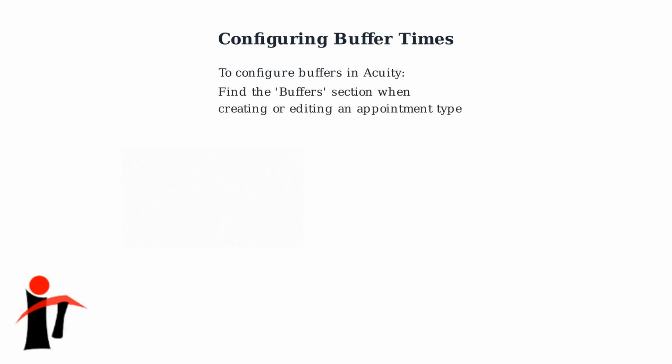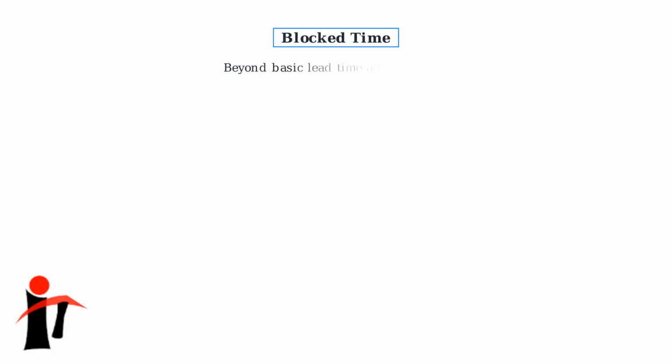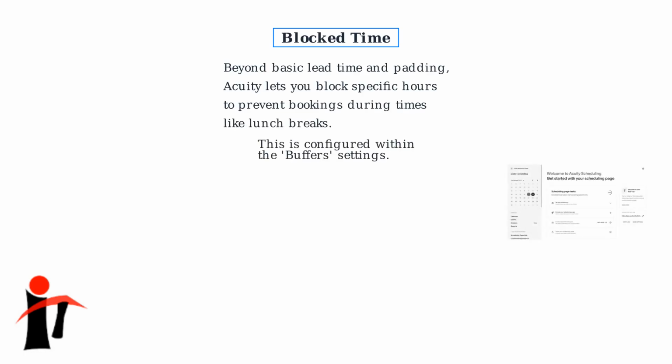Research indicates that using buffers effectively can reduce scheduling errors by 20 to 30%, improving overall efficiency and client satisfaction. To set up these buffers, locate the Buffers section in the Appointment Type settings when you're creating or editing a new appointment type in Acuity. Beyond basic lead time and padding, Acuity lets you block specific hours to prevent bookings during times like lunch breaks. This is configured within the Buffers settings.